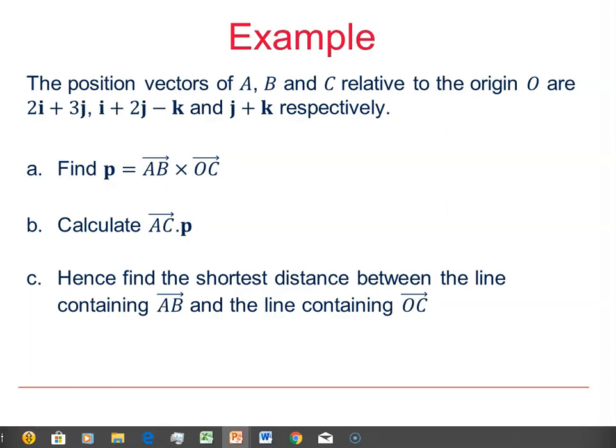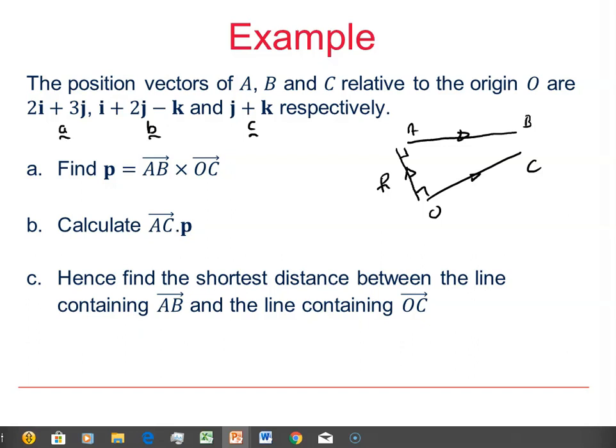So here we're given the position vectors of 3 points A, B and C. So this is A, B and C. And we're first of all asked to find the vector p, which is AB cross OC. So what we're going to do is to take AB and OC and form the cross product of those two vectors. Now that of course is going to be a vector which is in the direction of the perpendicular to both of AB and OC. So p will be in this direction.